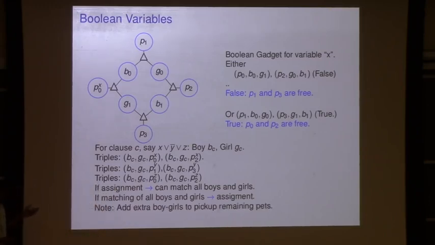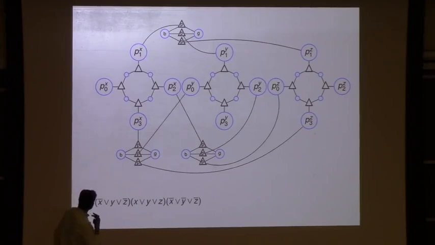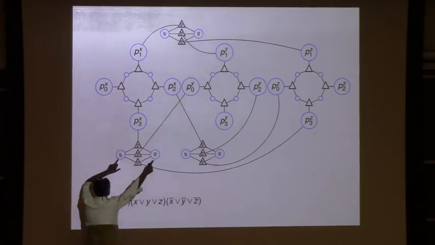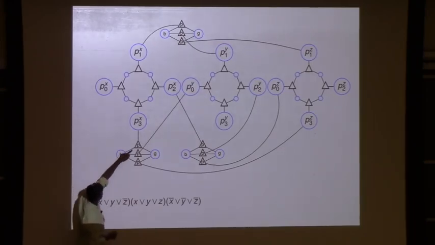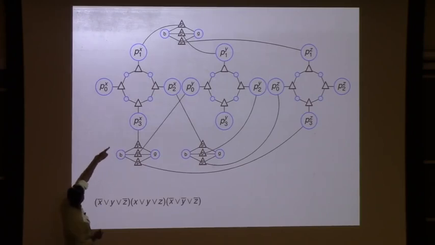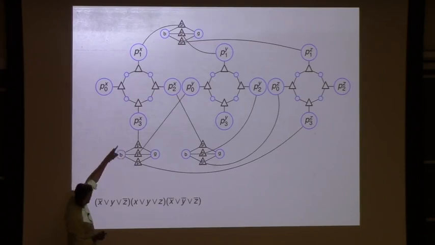Okay, so now you have some pets who are lonely, and you don't want that, it's just sad. So you add some boys and girls to pick up the remaining pets. You can see the whole construction here. These are the clause boys and girls, right? Let's say this is a clause for this clause. One of these is going to correspond to the odd pets. It's going to match the odd pets here, P3 of x, an odd pet.